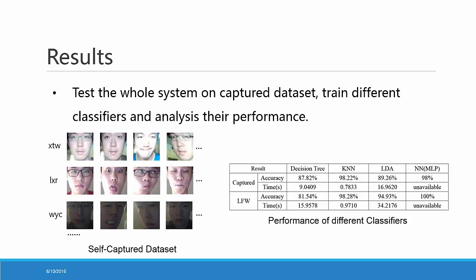Then we also test our whole system on different datasets and train different classifiers to see their performance. Generally, the KNN has good performance and less computational time. This is because the size of our dataset is really small. If there are thousands of people, millions of face images, the computation time grows polynomially.